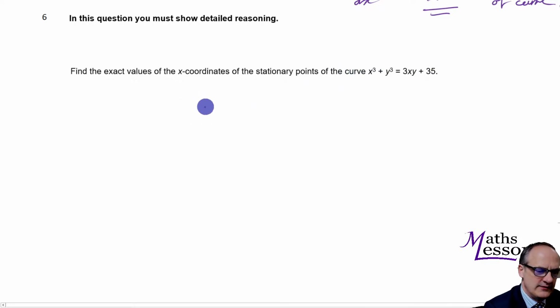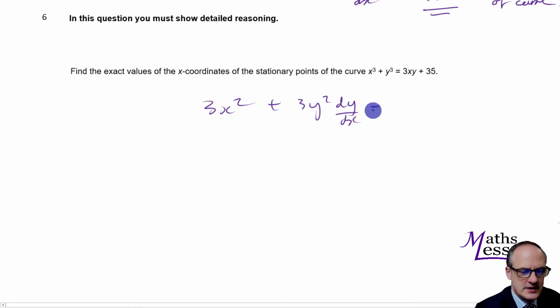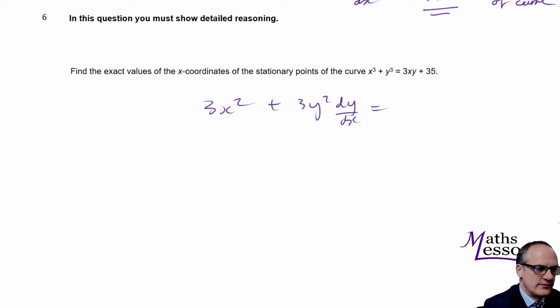So we can differentiate everything with respect to x. We get 3x squared. When you come to the y bits, just treat it as if it was an x and then just times by dy by dx. Now we've got a product here. We've got a 3x and a y. Or you could do it as a 3y and an x. Doesn't really matter which way you do it.